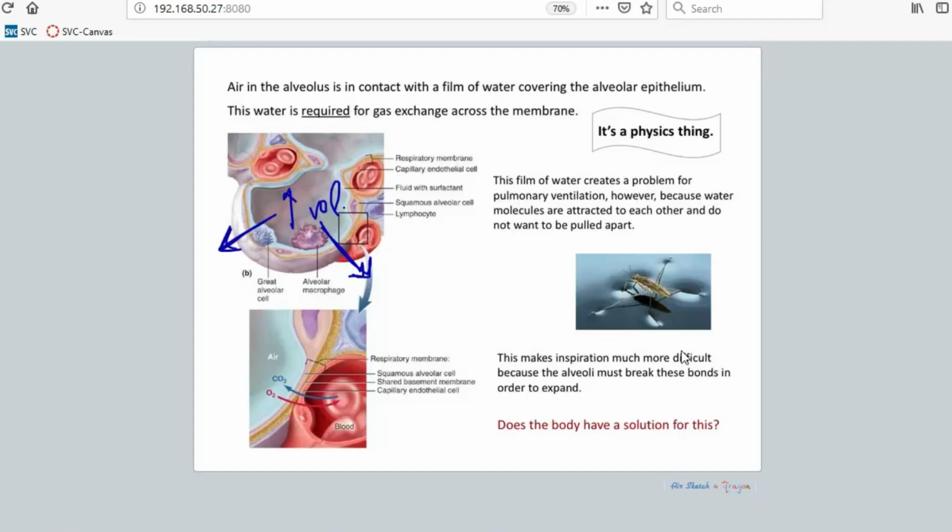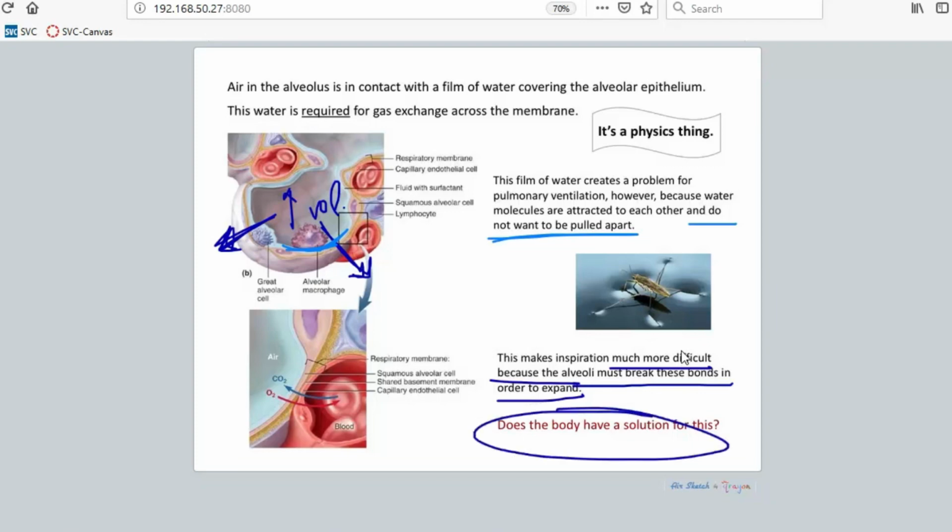Now, what problem does this water present? Well, there's surface tension there, and so the water doesn't want to be pulled apart. That makes expanding the alveoli much more difficult, because you have to break these bonds in order for the alveoli to expand. Okay, and that's a problem. It's not an efficient means of pulmonary ventilation.